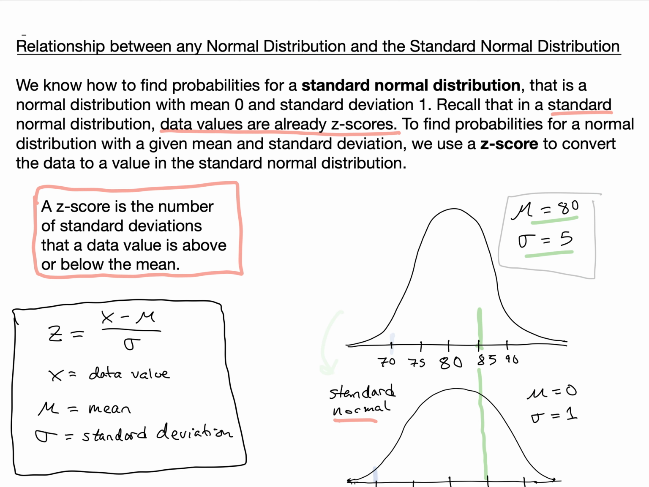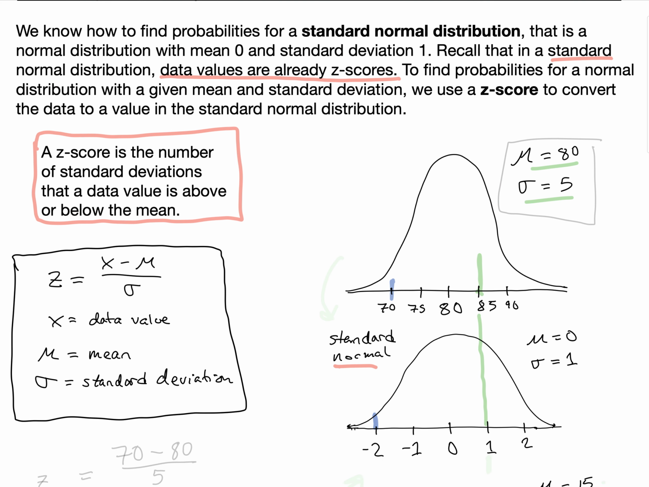Similarly, if we look at, say, 70, that is 2 standard deviations below the mean for this distribution. The mean is 80. 80 minus 2 times 5 is 70. And taking that z-score would bring us down to a -2. Let's just see that in action for a reminder.